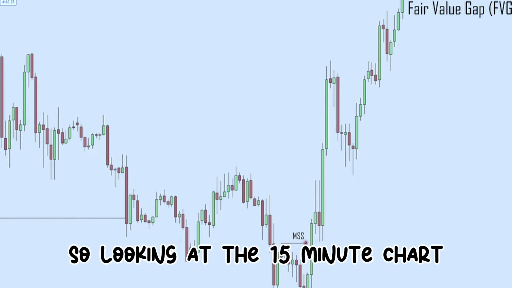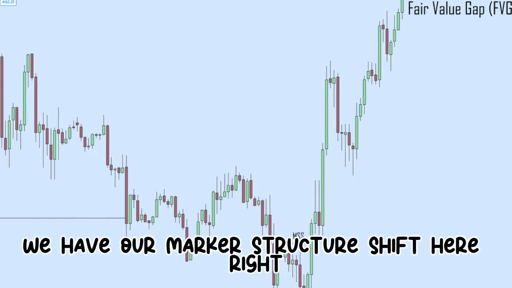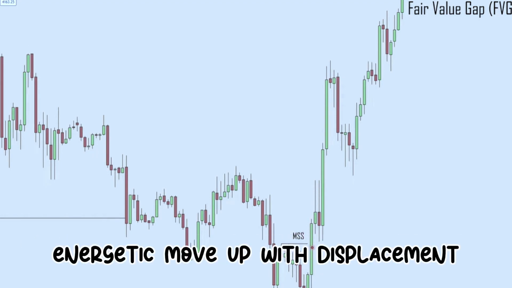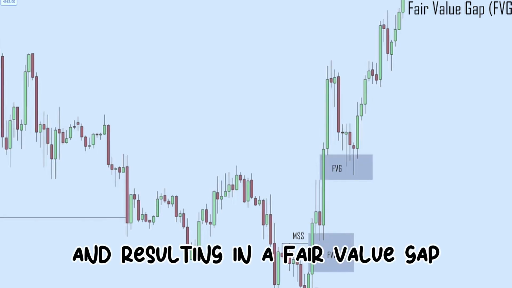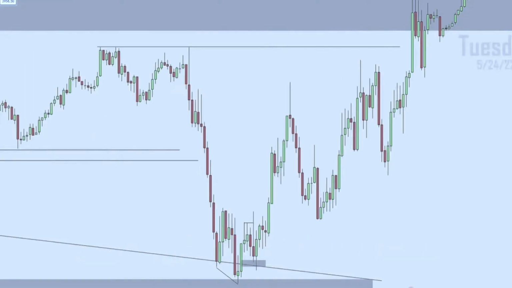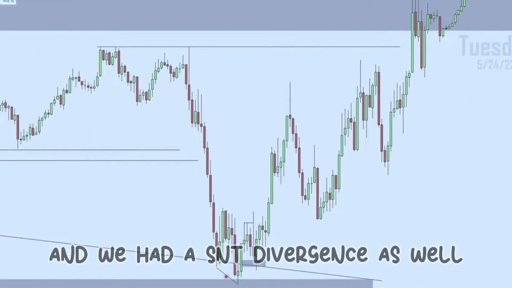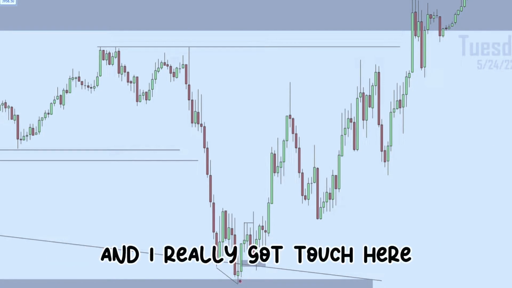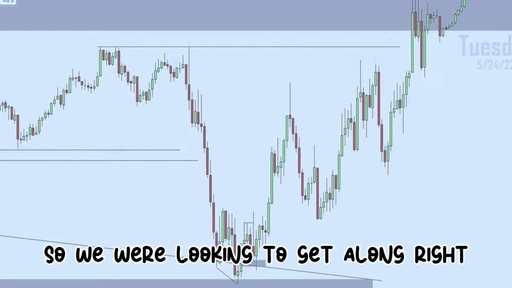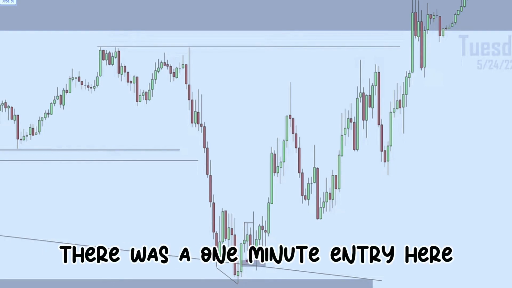So looking at the 15-minute chart, we have our market structure shift here. Energetic move up with displacement, breaking this market structure and resulting in a fair value gap. And that would be your entry. Now for a quick example, this was on the 24th, and we had an SMT divergence as well. As you know, broad information, and I really got touched here. So we were looking to get long and grab a bunch of liquidity. There was a 1-minute entry here.